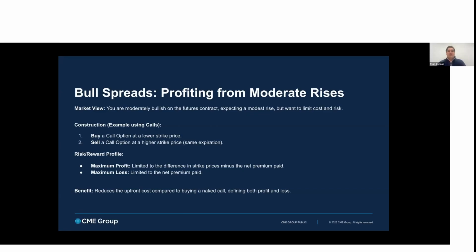A lot of the benefits with this, again, this is something where I want to establish a position, but I'm not 100% dialed into it. I have uncertainty, but I don't want to miss a move if it happens. It reduces the upfront cost compared to buying just a naked call, a call all by itself. It limits your overall risk and your overall profit because they're sort of acting against each other. But if you believe in the near term this market is going to rise, this is a great way to do it.